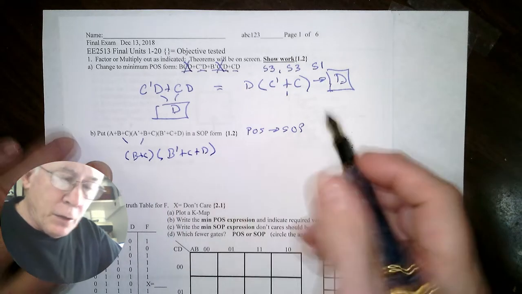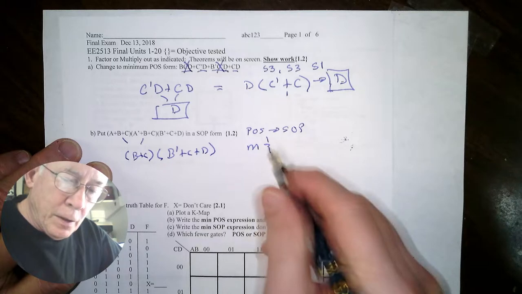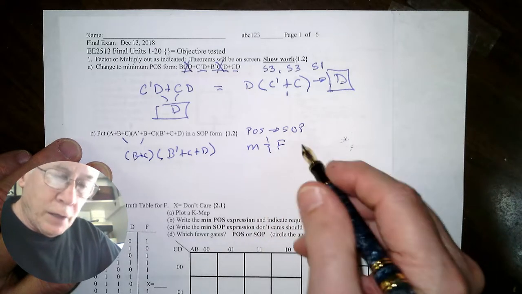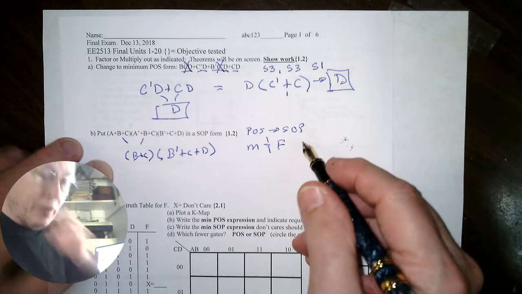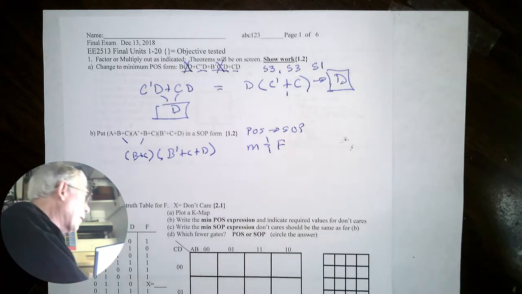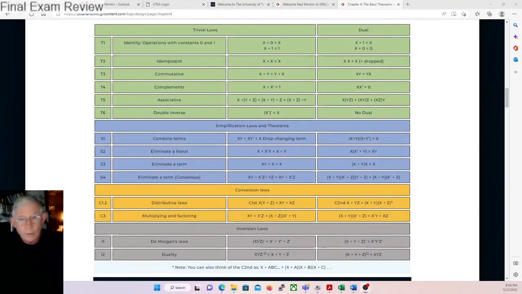All right, now we can use the MNF, which is the multiplying and factoring theorem. If we go back to our diagram here, our conversion laws, we have the first distributive law, C1, second C2, and the multiplying and factoring is C3. Which is just xy plus x prime z equals the quantity x plus z times x prime plus y. And so that's what we're going to use.